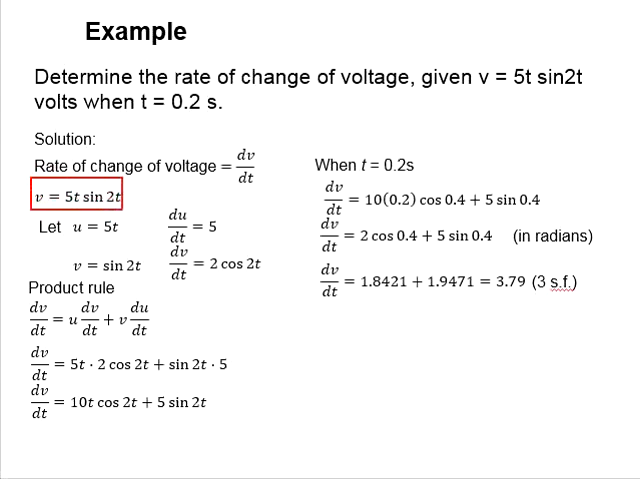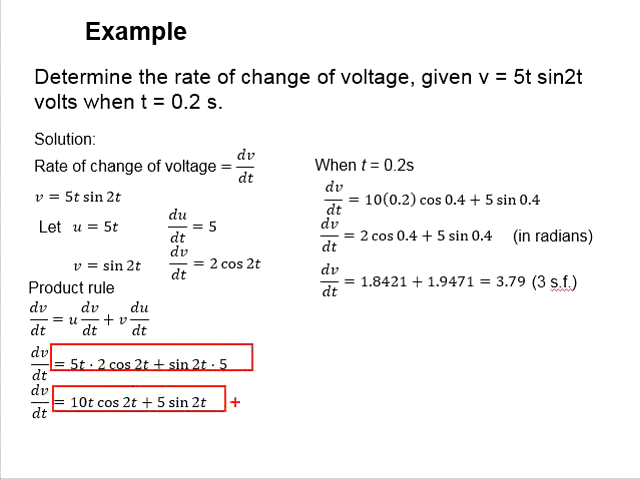The equation for v here consists of two common functions. Let u equals pi t, while v equals sine 2t. Differentiate both u and v with respect to t, and you obtain these two. Use the product rule, u dv/dt plus v du/dt. Reorganize the equation, and you get this.